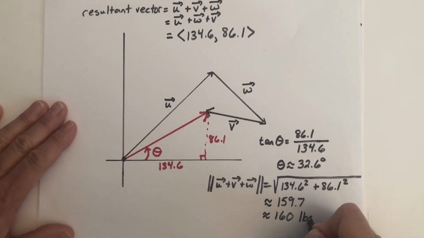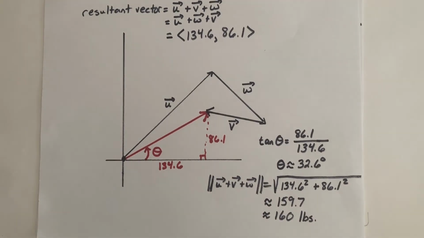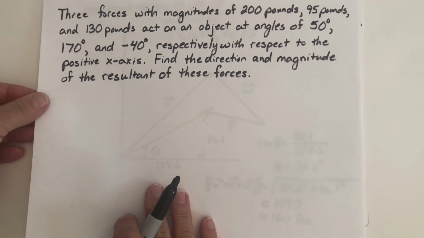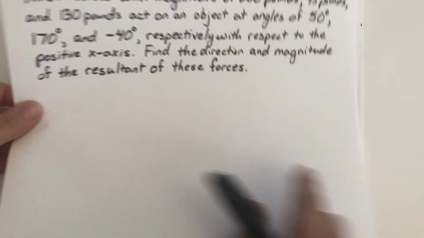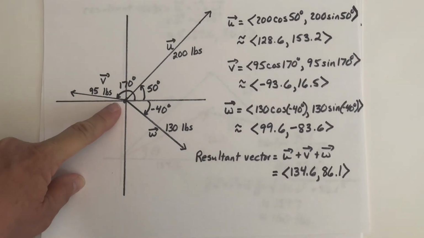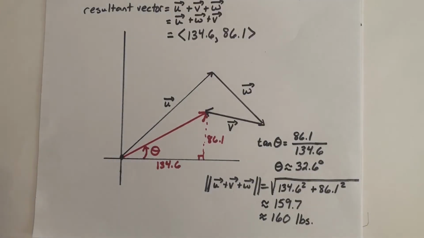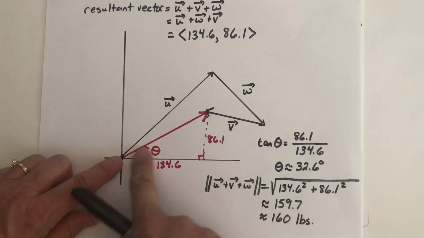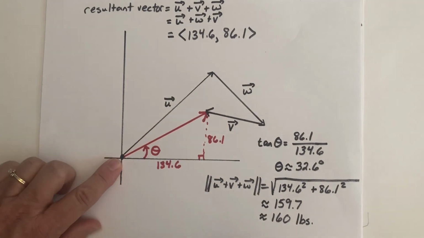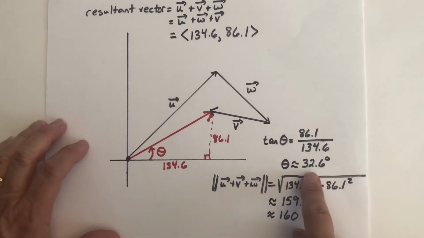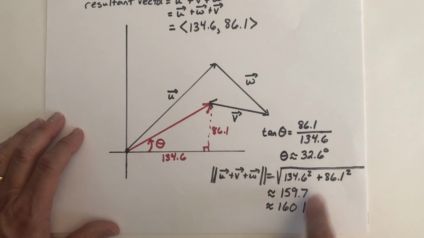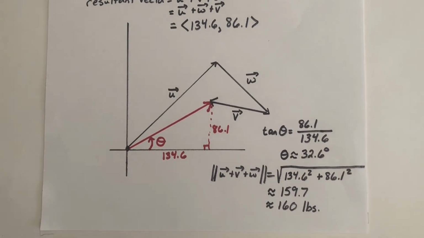160 pounds. So those three forces, remember here was the picture, or there was the problem, and here was the picture. If we have these three forces acting on an object, it would be comparable to a single force that has an angle of 32.6 degrees and has a magnitude of 160 pounds.